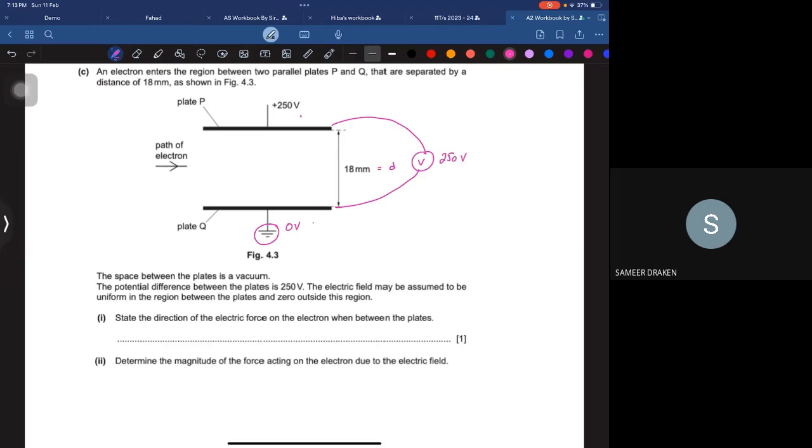Now it says state the direction of electric force on the electron between the plates. Obviously, the electric field is going to be down. It always goes from higher potential to a lower potential, which basically means that the electron is going to get attracted upwards. So the force on the electron will be upwards. So we're going to write upwards.